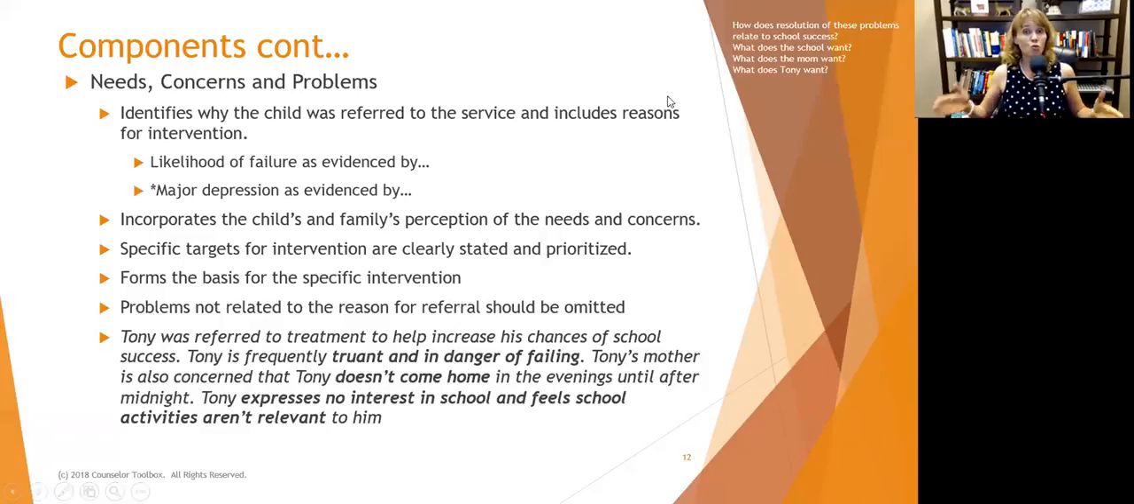What does the school want specifically? What do they want to see happen? What does the mom want to see happen? We know that. She wants him to start doing better, not flunk out of school, and come home in the evenings on time. And then what does Tony want? Tony doesn't want to be in school, and probably not in our office. So, okay, let's work with that. In order to help him achieve that goal of getting out of school and not having to deal with us, what needs to happen? Let's make a mutually agreeable goal.